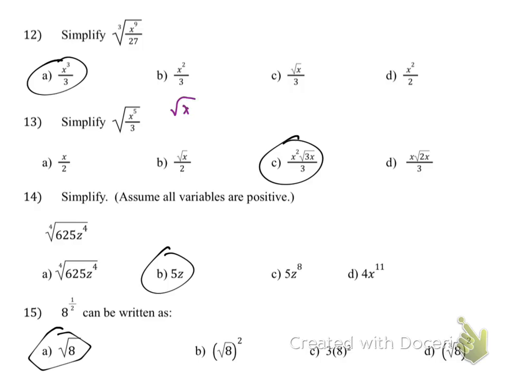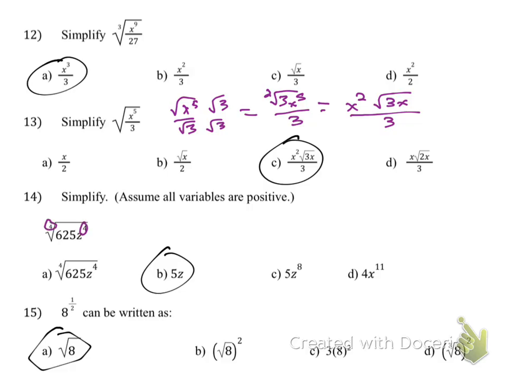13, we need to rationalize the denominator. Multiply by square root of 3, which gives us square root of 3x to the 5th over 3. And then 2 goes into that 5 twice, so we have x squared. Remainder of 1, so we have an x to the first power left in that radical over 3 there. 14, since we assume all variables are positive, we won't have even, odd rule. But the 4th root of 625 is 5. And then 4 goes into 4 one time, so that answer is 5z.